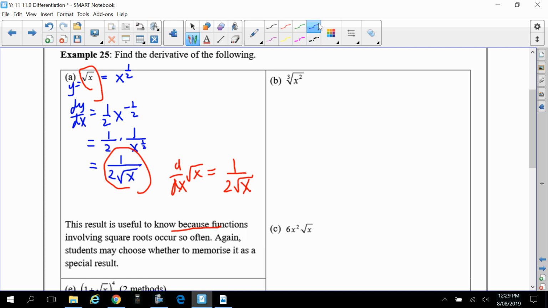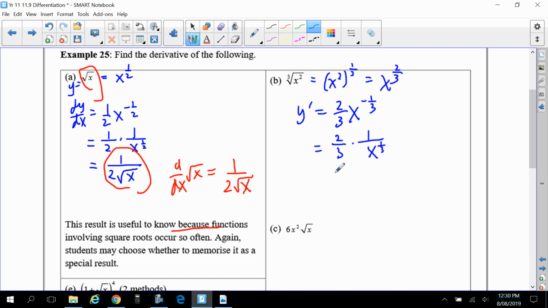Okay. Next one you go like this. So this is the 1/3 x squared, which becomes x to the 2/3. Yep, x to the 2/3. And then you differentiate. I just write y dash 2/3 in front. Subtract the power by 1, which is negative 1/3. So you get 2 over 3 times 1 on x to the power of 1/3, which is cube root, 3 cube root of x. That's it. That's all you have to do. So it's the same, using the same rule, just fractional indices.